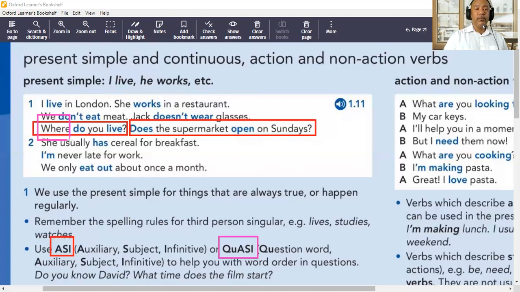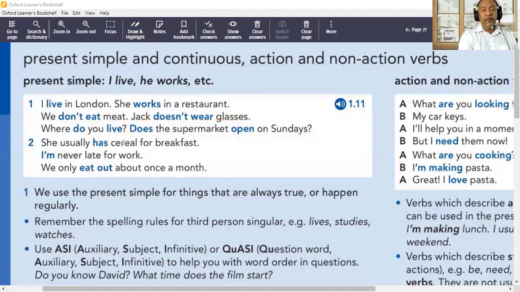Using the QUASI, where do you live? So you can see that all the elements are here. Where is the QU. Here, do, the A, the S, subject, and the I, the infinitive of the verb. All right? So it's important that you remember these elements.